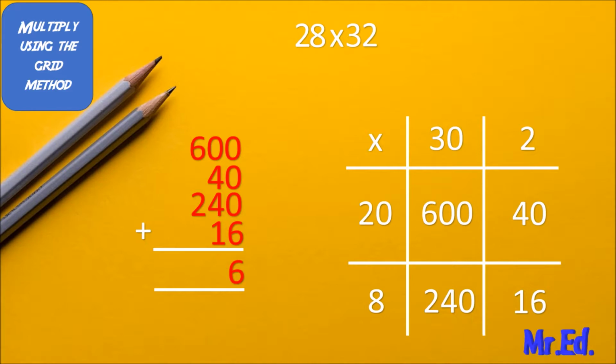And then 0 plus 4 is 4, plus 4 is 8, plus 1 is 9. And finally 6 plus 2 is 8. So the answer to the calculation 28 times 32 is 896. Let's have a look at another one.